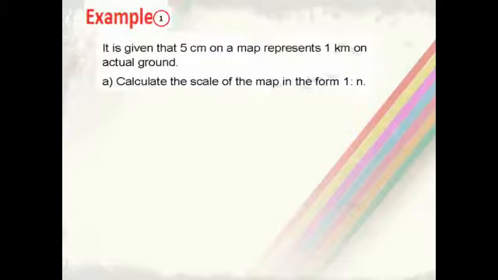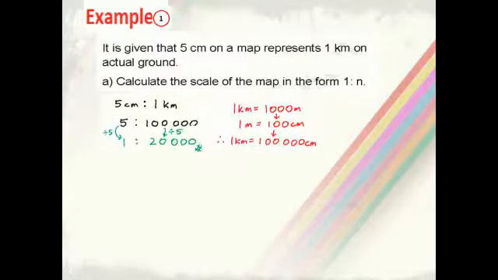Example 1. It is given that 5 centimeter on a map represents 1 kilometer on actual ground. Calculate the scale of the map in the form of 1:n. That means write the simplest form, only like that. So we will write 5 centimeter is equal to 1 kilometer.